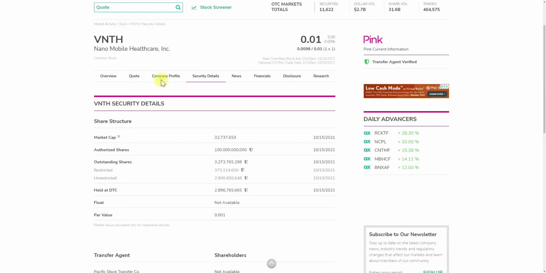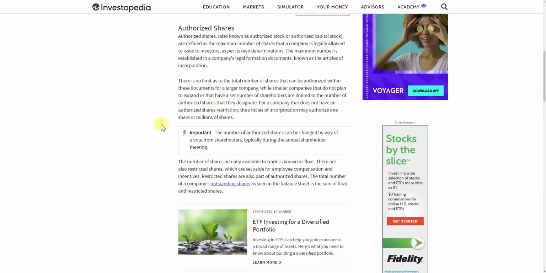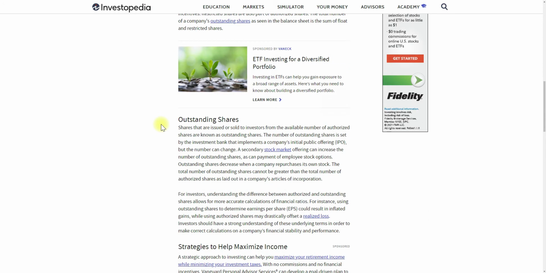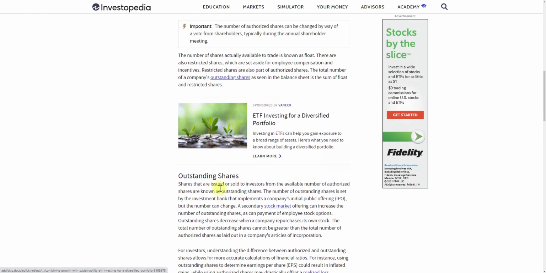So let's go back real fast. Float's right down here. We'll go over that in a second. All right, so let's move down to outstanding shares. Right here we have the number of shares actually available to trade is float. There are also restricted shares, which are set aside for employee compensation and incentives.